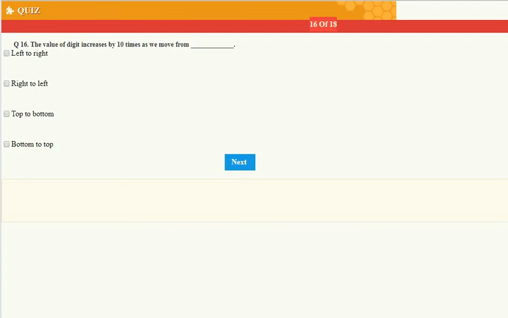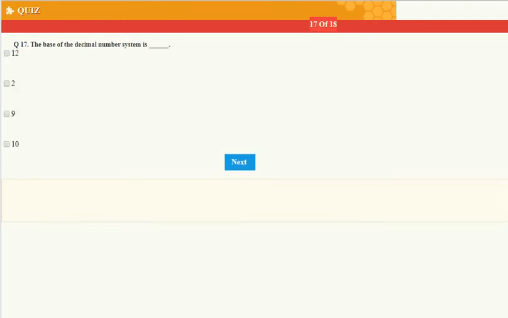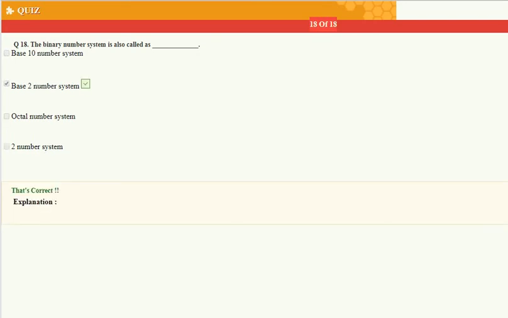The value of a digit increases by 10 times as we move from dash, right to left. The base of the decimal number system is 10. The binary number system is also called the base 2 number system. That's correct. This is the last question.